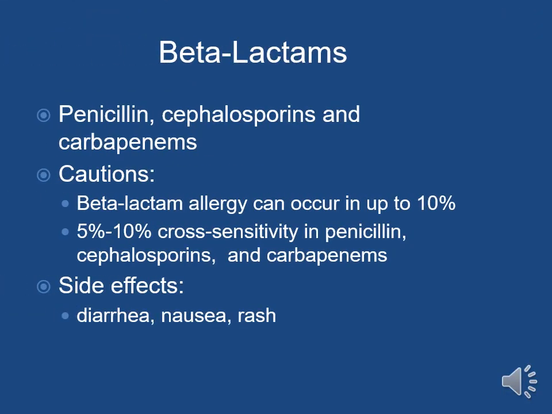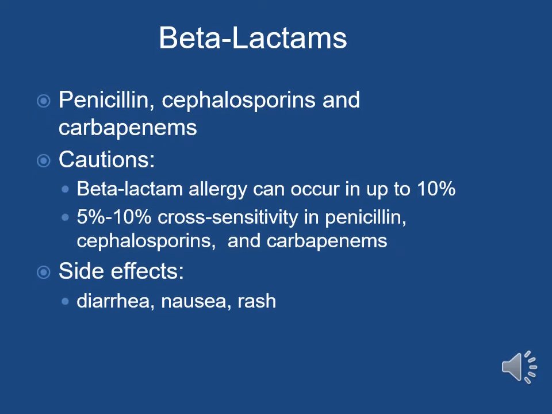Here are some examples of the antibiotics we commonly use. The beta-lactams group is a wide family including penicillins, cephalosporins, and carbapenems. Cautions: beta-lactam allergy occurs in 10%, and there is 5 to 10% cross-sensitivity among penicillins, cephalosporins, and carbapenems. For the side effects, most of the antibiotics cause GIT side effects, including diarrhea, nausea, and others causing rash.